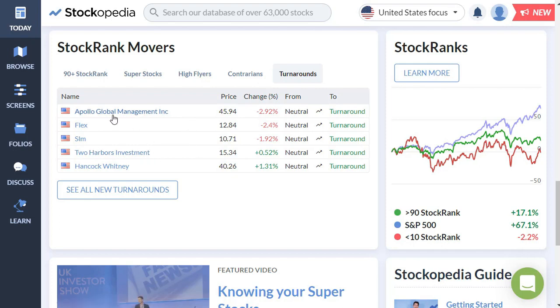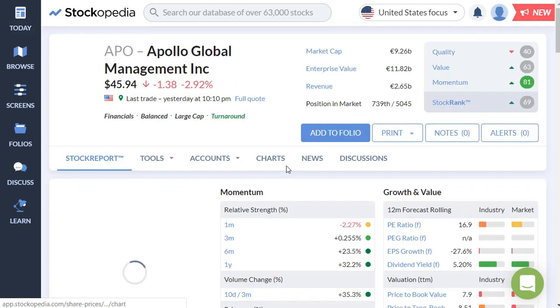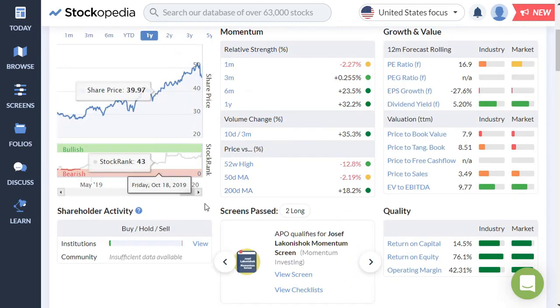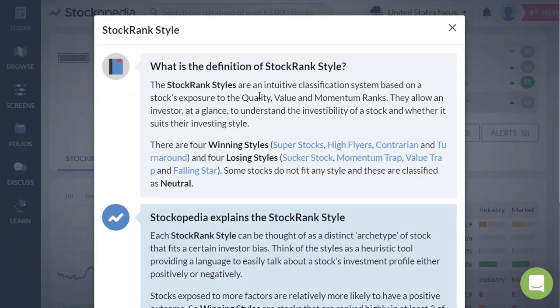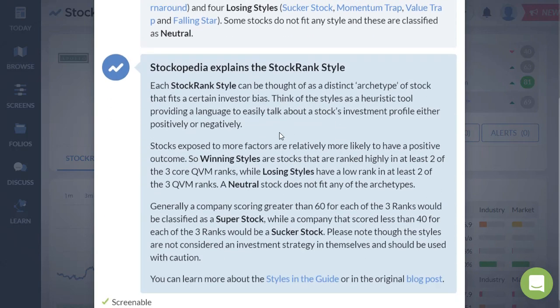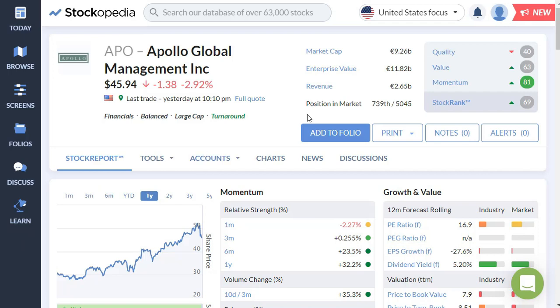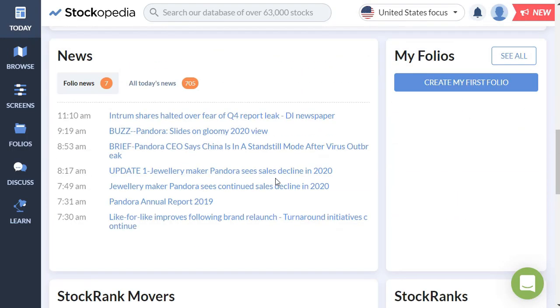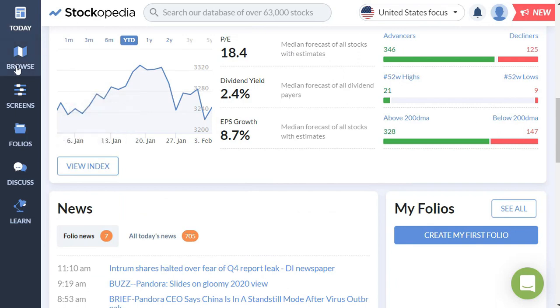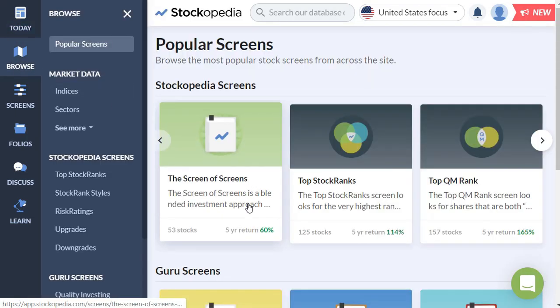If you want to be someone finding turnaround opportunities, then this might be it. I'm not even sure how they define turnaround actually, but we might be able to find that here. That is an intuitive classification system based on the stock's exposure to the quality, value, and momentum ranks, and so on. All right, so they have some further explanations down here. I'm not too much into turnaround stocks myself, but this could be something for you. And I would say there's pretty much something for every investor style here. But there's even more. Let's go into browse out here and have a look.